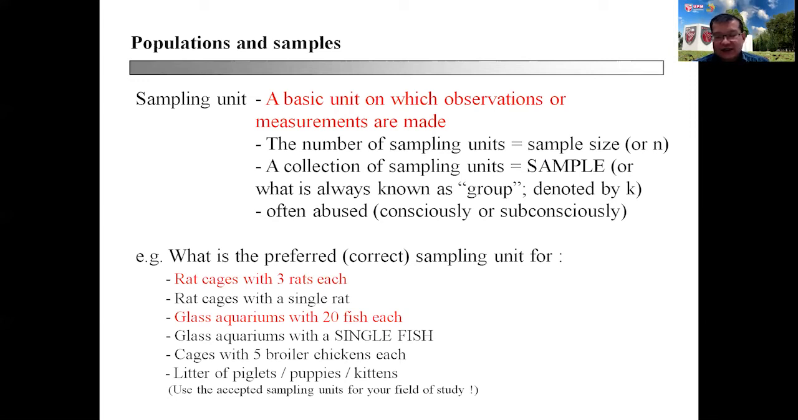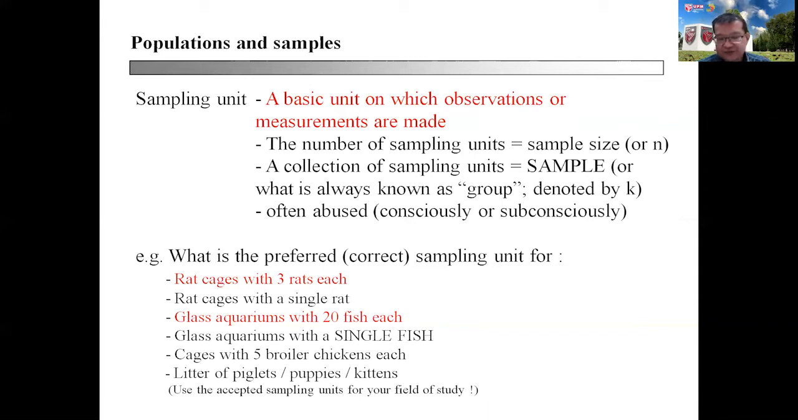If, let's say, you conducted a trial whereby the rats are not interfering with each other, then it is fine for you to count each rat within that rat cage of 3 rats as an individual sampling unit. However, if the rats are interfering with each other, then you are better off counting rat cages with a single rat as the eligible sampling unit.